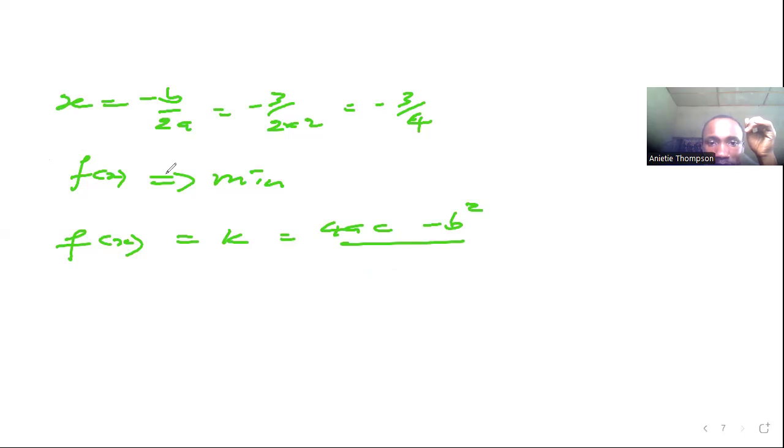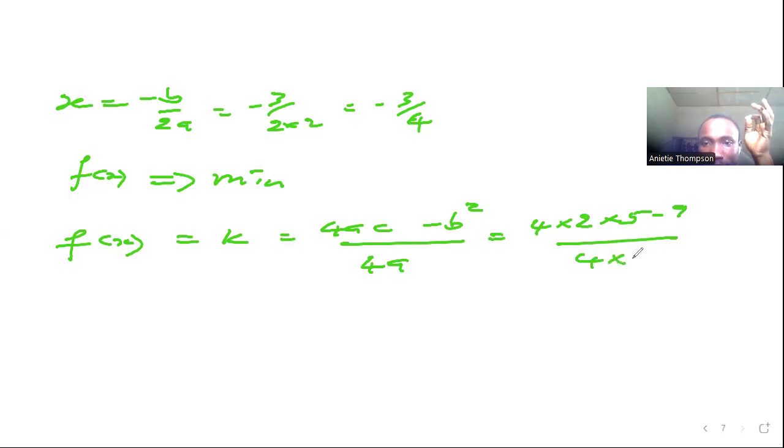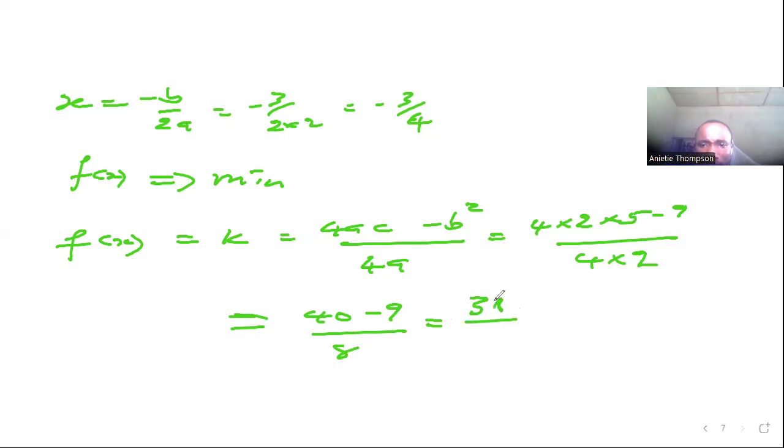So then how do we substitute these values into this equation? We have 4 times a is 2 times c is 5, then minus b squared. b is given as 3, so 3 squared is 9. All over 4 times 2. So that will give us 8 times 5 is 40 minus 9, that is 31, all over 8. So we have 31 over 8.